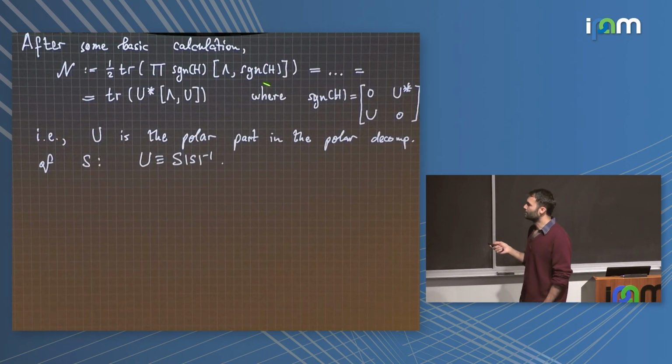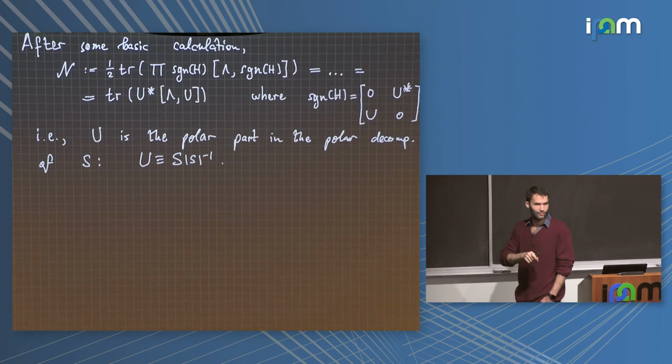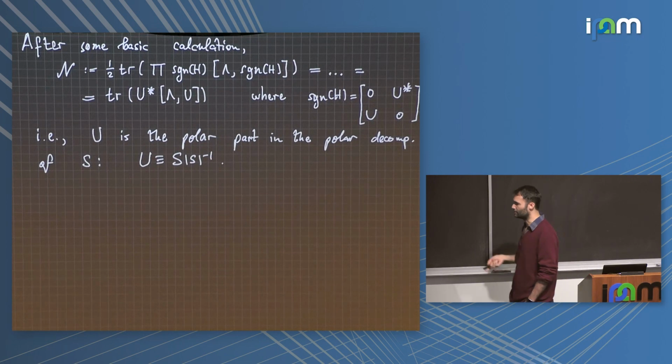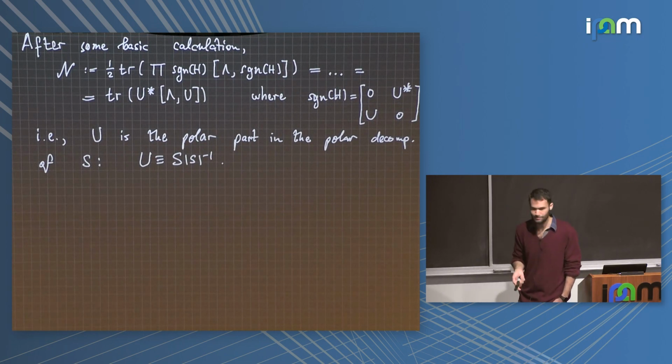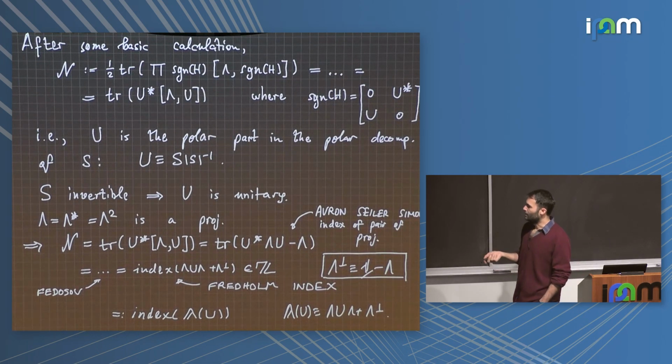Okay, and if you work a little bit and you just plug in what these things actually mean, then you see after a few lines that this is equal to the trace of the commutator of u star with lambda u. What is u? U is the subblock of the flat Hamiltonian. So you can identify u as the polar part in the polar decomposition of S. This is how the polar part is defined. Again, it makes sense to write it like that because S is invertible, because we are assuming we have a spectral gap. So in particular, u is unitary, and lambda is a projection.